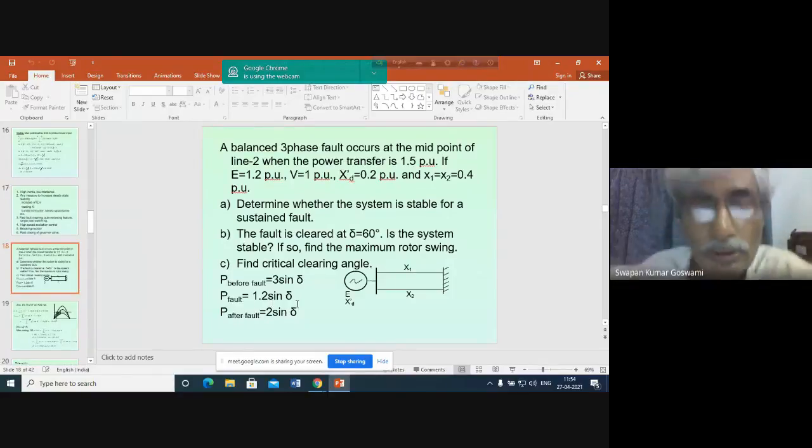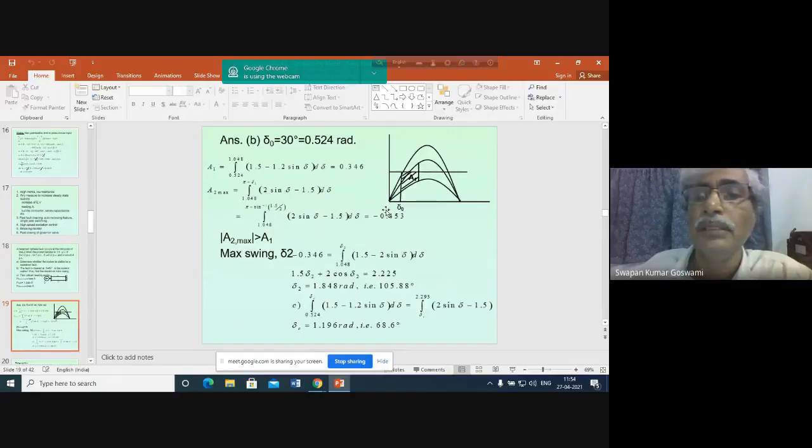Okay, so I hope you will be able to do this. Once this is given, now you apply the given condition. First of all, determine whether the system is stable for a sustained fault. Okay, so let us draw this. This is the 3 sine delta curve before fault. This is 1.2 sine delta during the fault, and it is 2 sine delta after the fault clearance.